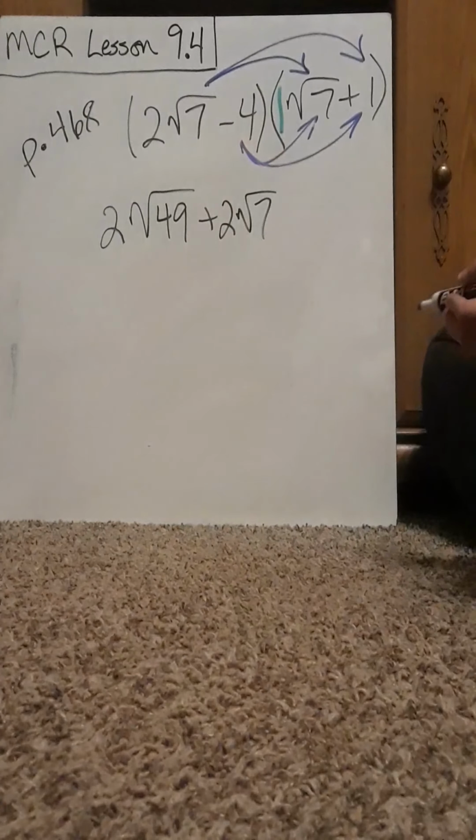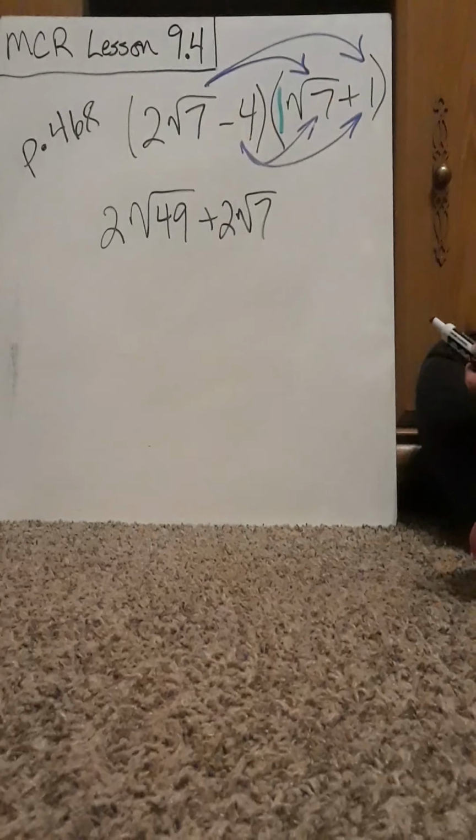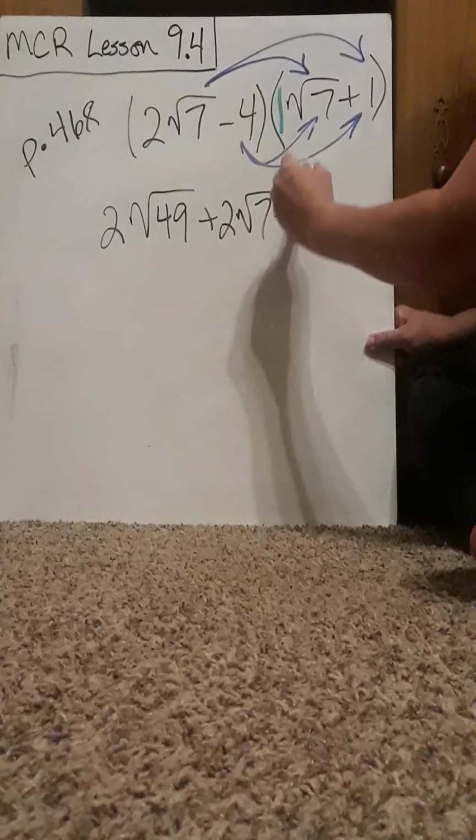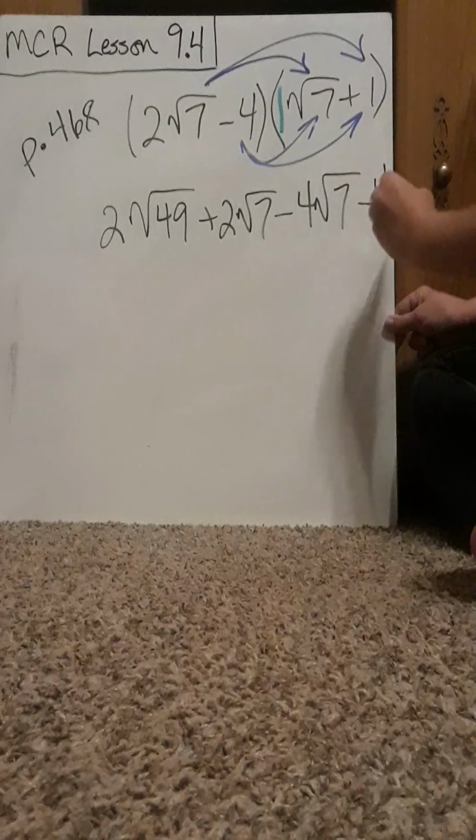Now let's multiply our outside terms. That would be 2 radical 7 times 1. Anything times 1 is just itself. You could also think of it as 2 times 1 is 2, and the radical 7 just tags along. Now let's multiply the inside terms. Negative 4 times radical 7. Well, negative 4 times 1 is negative 4, and the radical 7 tags along. And then last times last is negative 4 times 1, which is negative 4, or minus 4.